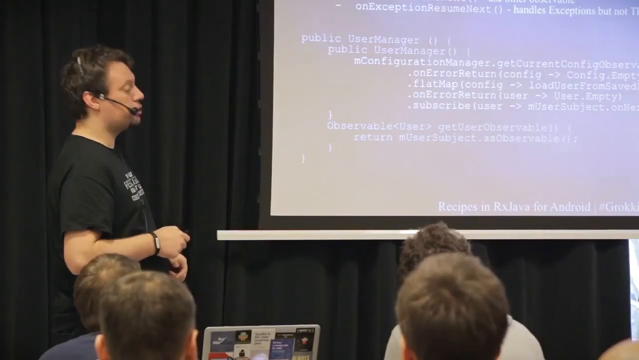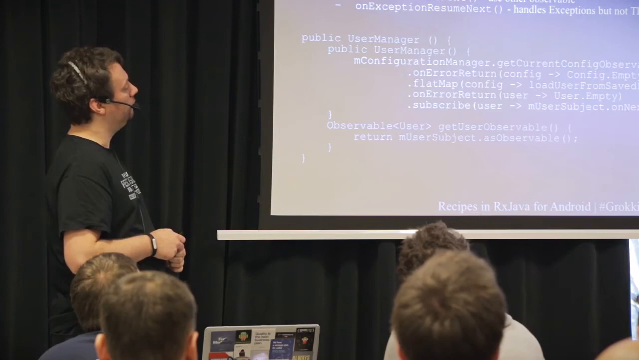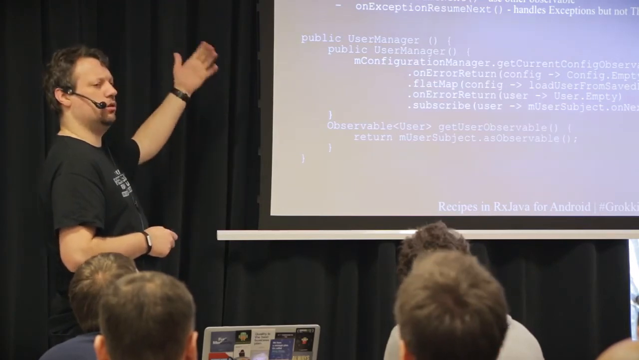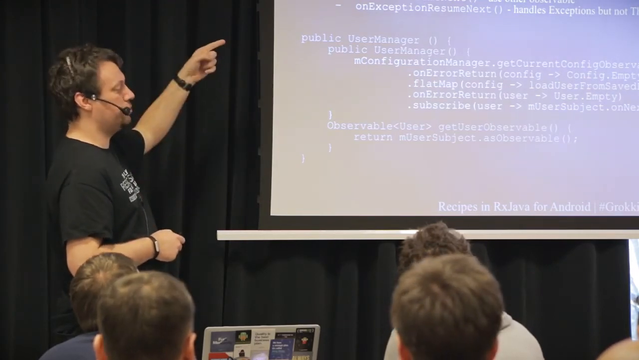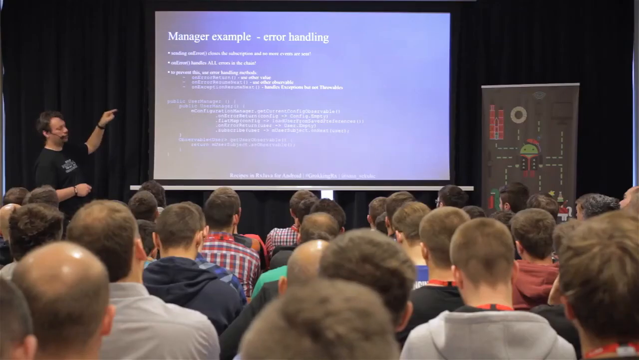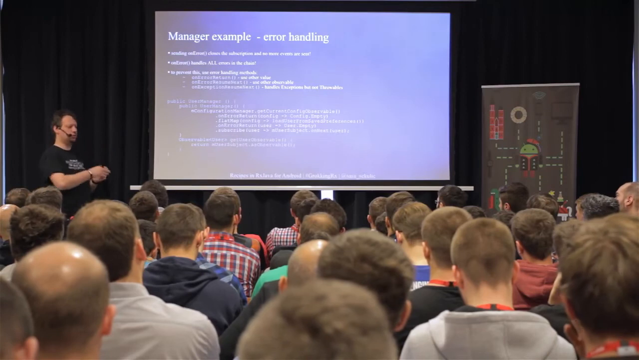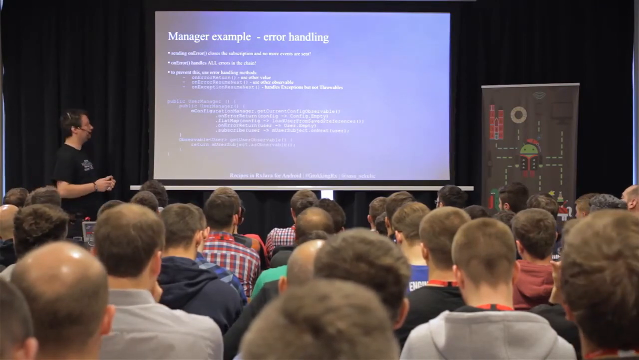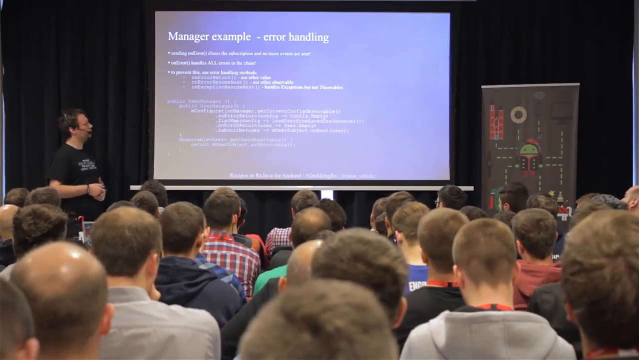And you have on exception resume next, which looks like it's the same as the others, but it's actually not, because the others use throwables and this uses exception. So this will filter out the exception, but still, if there is a throwable, it will send that through an error. So now let's see what we have here.